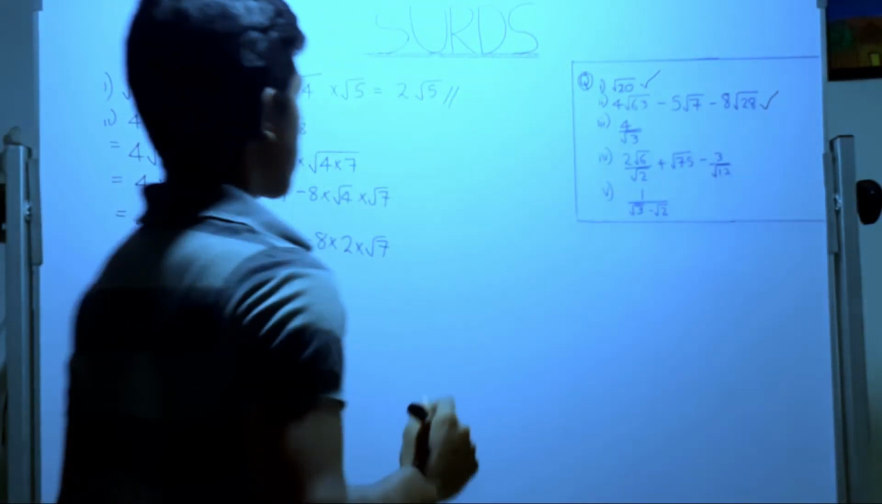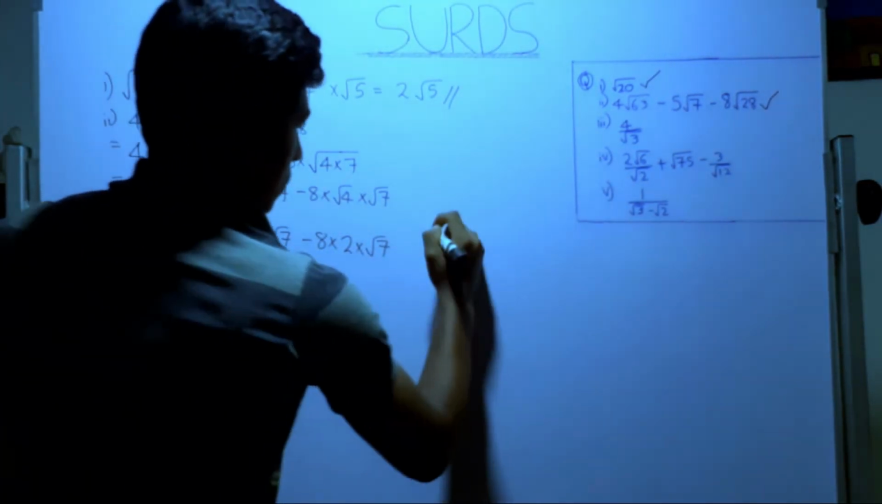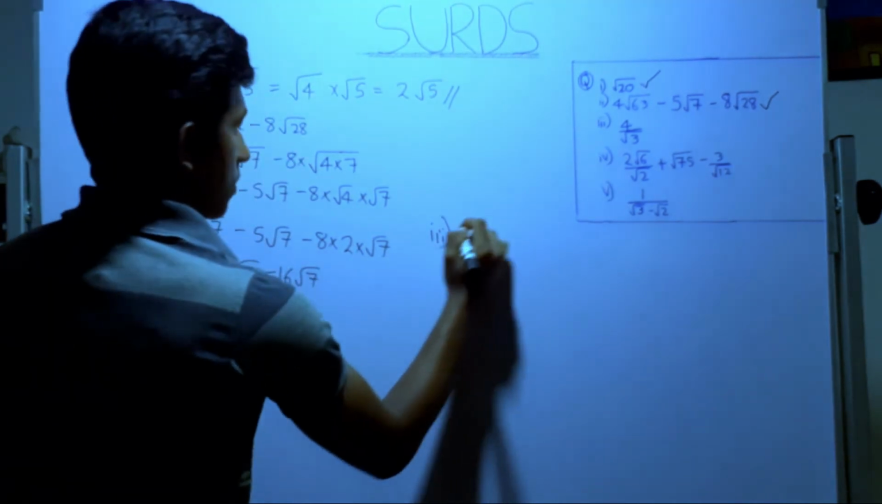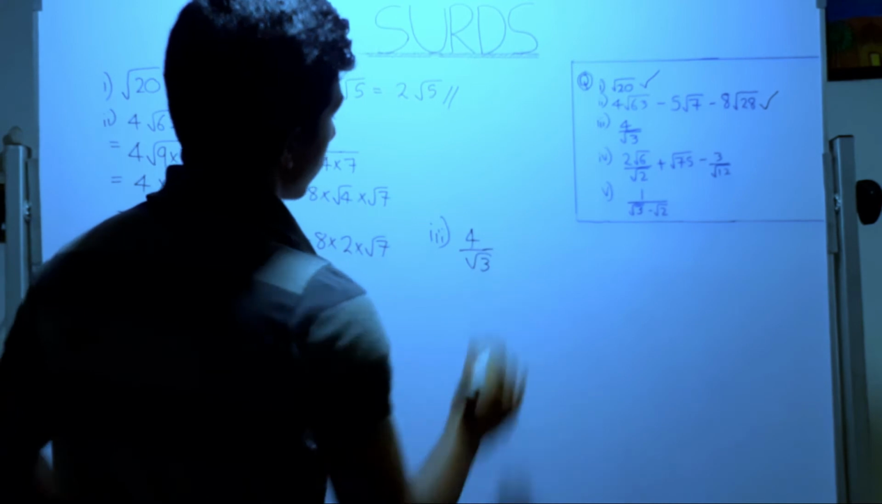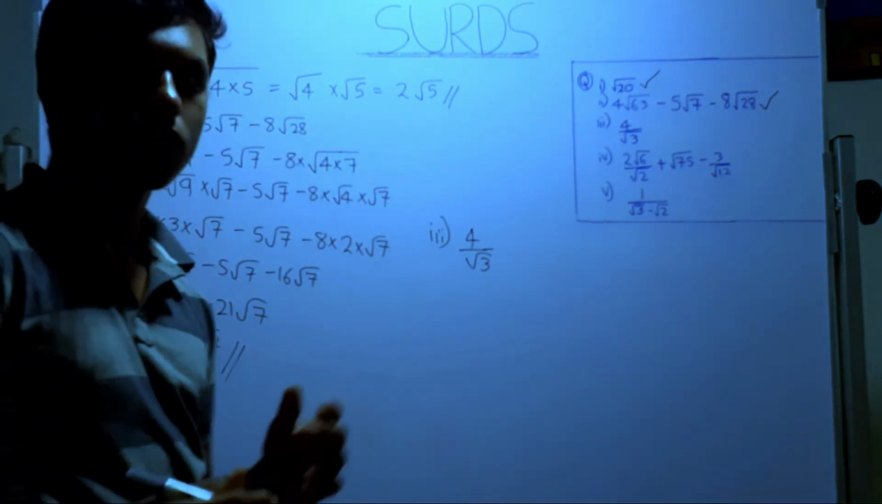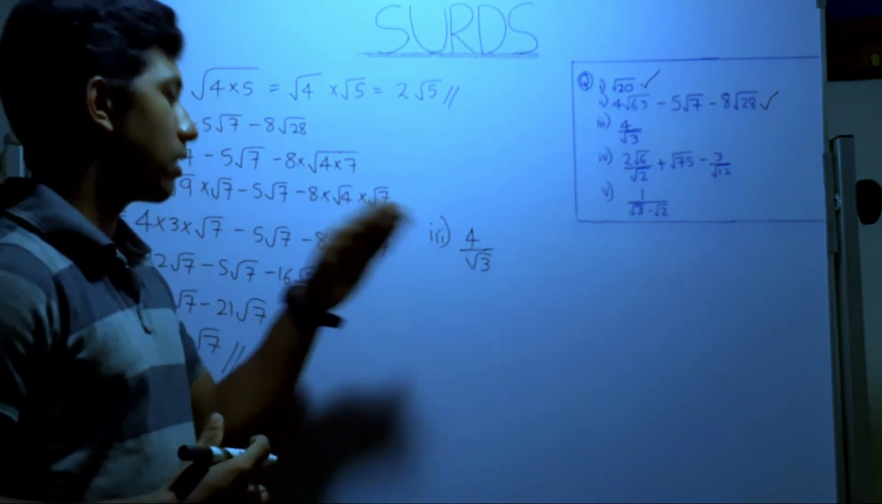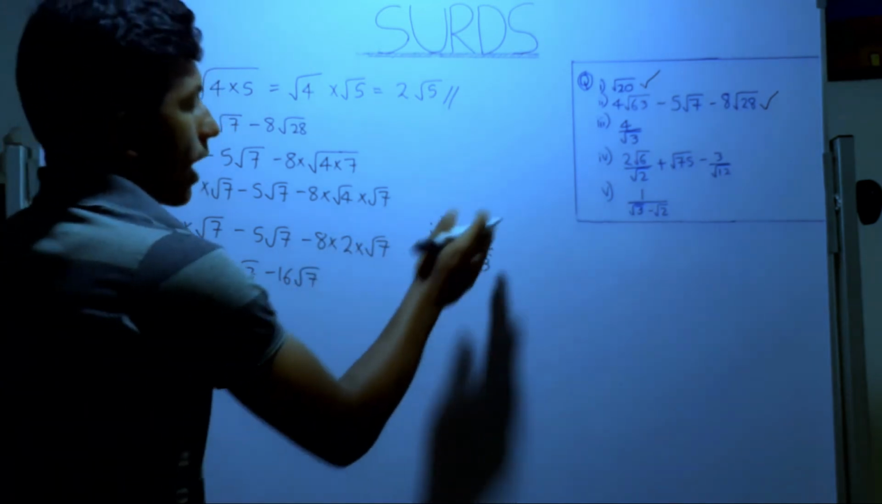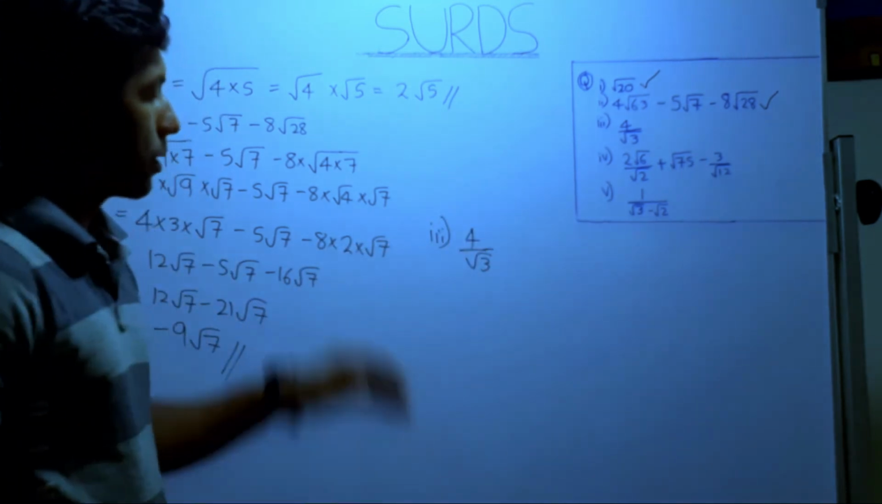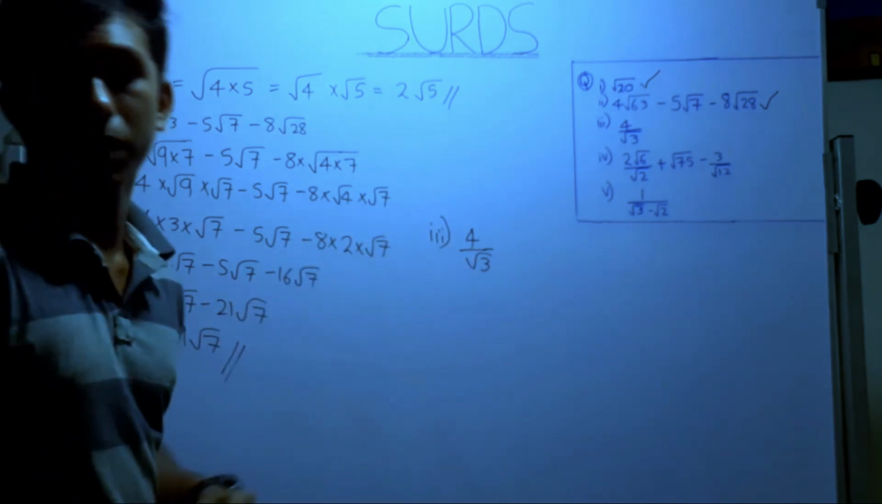Now moving on to question number 3. This is going to be 4 over root 3. Here we have to rationalize this. Rationalizing means taking an irrational number away from the denominator. You could have an irrational number on the top in the numerator but not in the denominator.